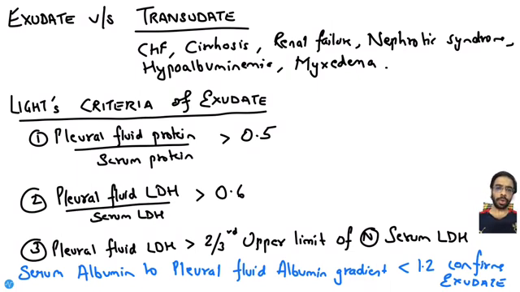Now, what are the causes of transudate? Transudate causes are congestive heart failure, cirrhosis, renal failure, nephrotic syndrome, hypoalbuminemia, myxedema. Remember, one more criterion of exudate is the serum albumin to pleural fluid albumin gradient. If it is less than 1.2, it will confirm that it is exudate.